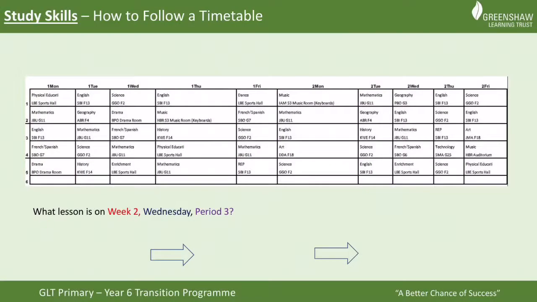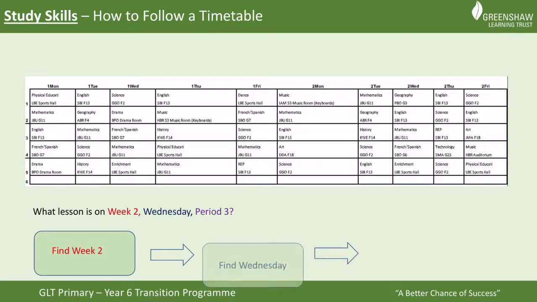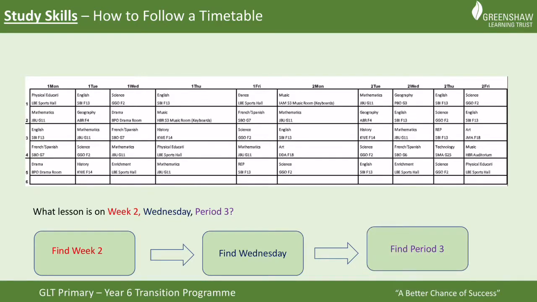Next lesson we're going to find is the lesson on week 2, Wednesday, period 3. Pause the video and see whether you can locate that lesson. How did you get on? Okay, so let's go through the success criteria. First of all, you find week 2. Then you find Wednesday, and then you count down the rows to find period 3. And the lesson would be maths. Did you get it right?